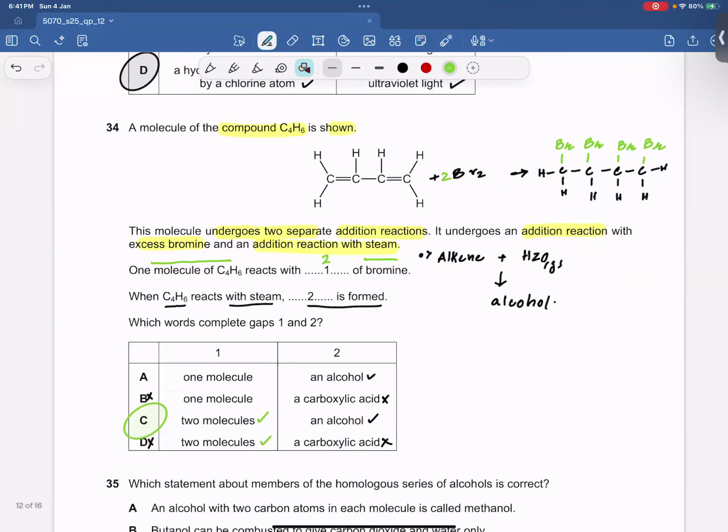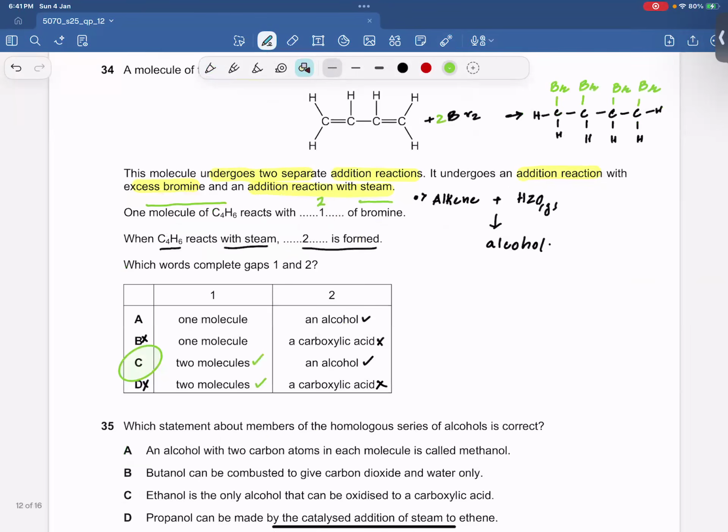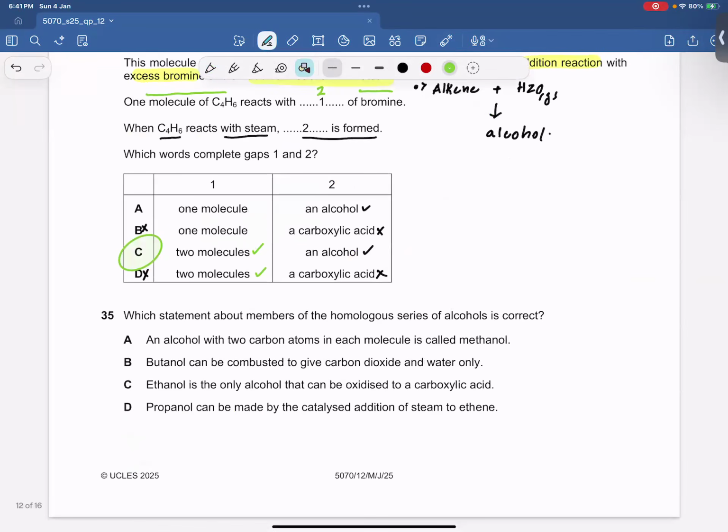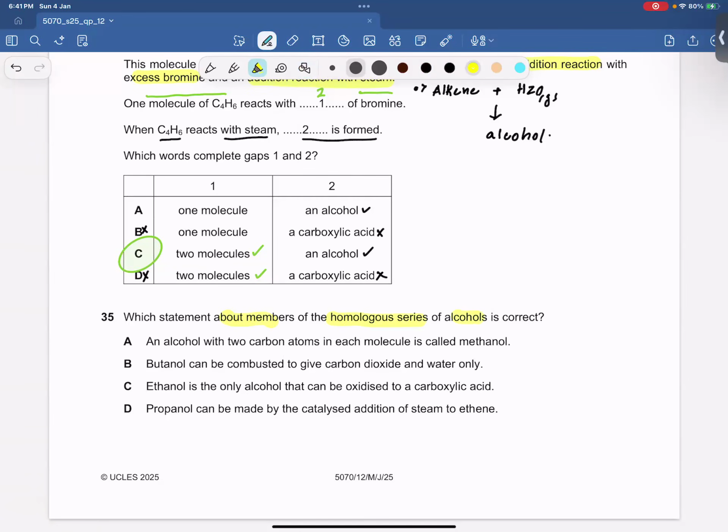Which statement about members of the homologous series of alcohol is correct? Option A: An alcohol with two carbon atoms in each molecule is called methanol. That's incorrect, because whenever we have an alcohol with two carbon atoms, it's going to be ethanol, not methanol. So option A is incorrect.